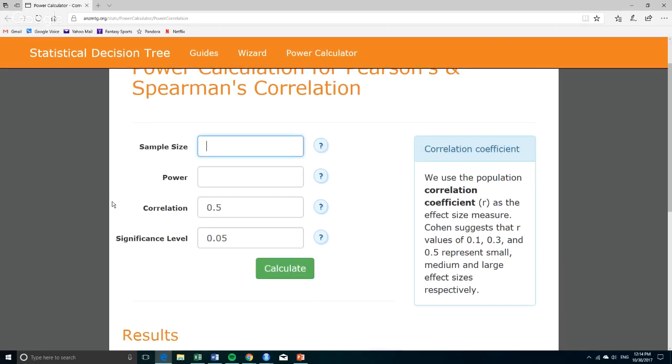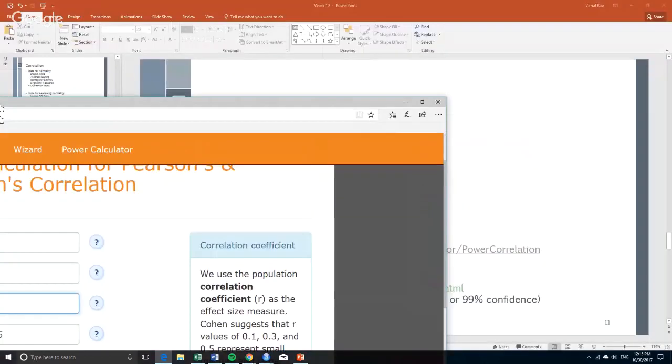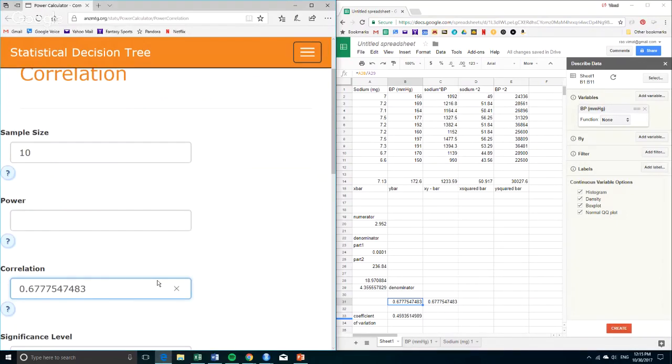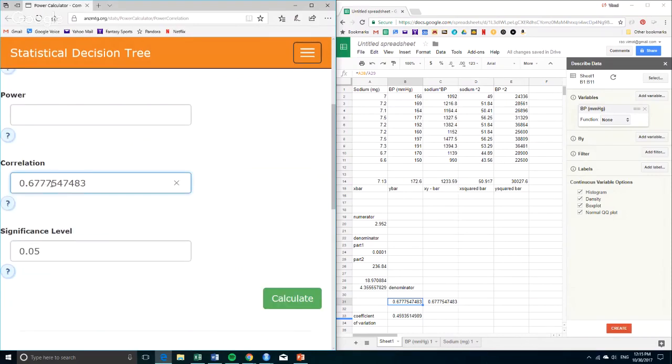So we just input 3 different things. What is our sample size? Our sample size is 10. Our correlation, we already calculated. Let's go back to Google Sheets where we did that. It's this whole thing, 0.6777547483. Now, how many decimal places do you actually need to enter? I don't really know. That being said, it's not going to hurt if you enter more. I certainly would enter at least 4 decimal places, but that's just me.